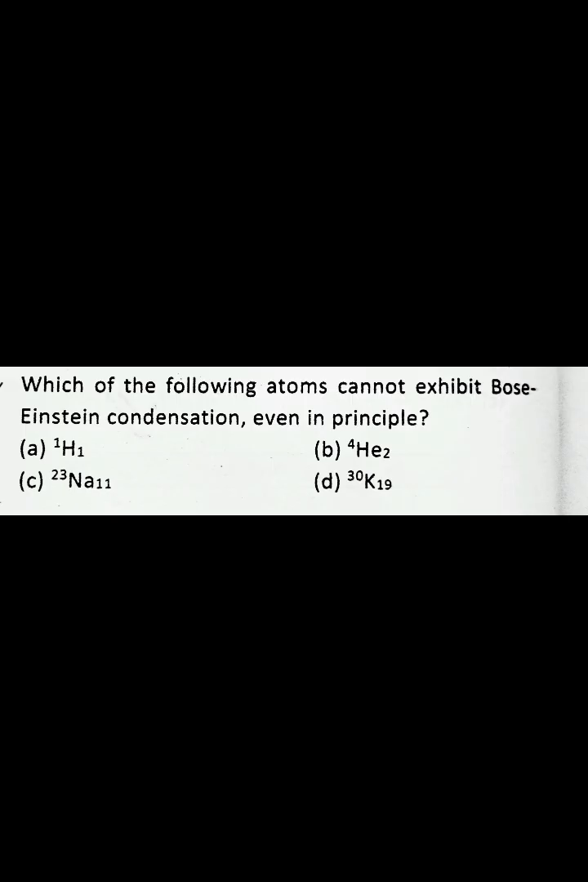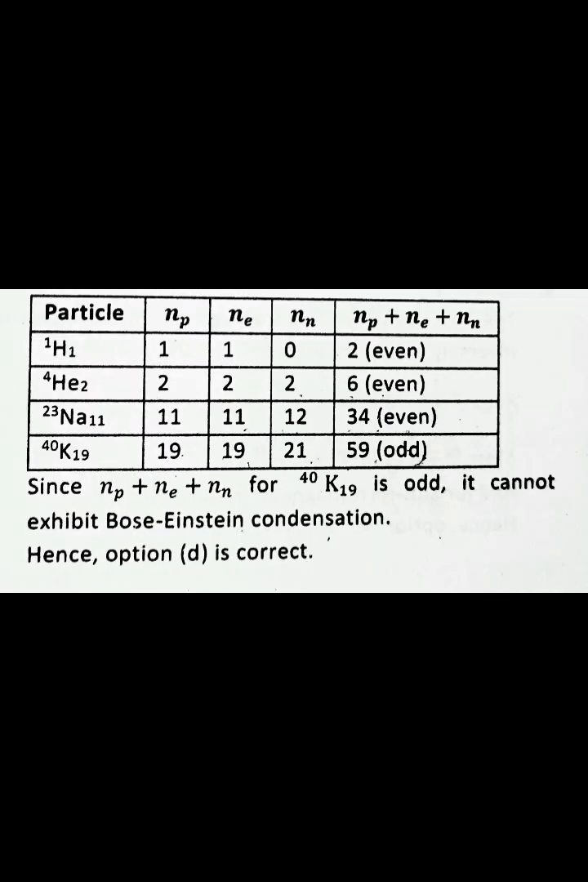The next question is, which of the following atoms cannot exhibit Bose-Einstein condensation even in principle? Here we need to check the value of the sum of Np, Ne and Nn. So here for 1H1, Np is equal to 1, Ne is equal to 1, Nn is equal to 0. So the sum of Np, Ne and Nn is equal to 2. So this is an even number. Then for 2He4, Np is equal to 2, Ne is equal to 2, Nn is equal to 2, and their sum is 6. It is also even.